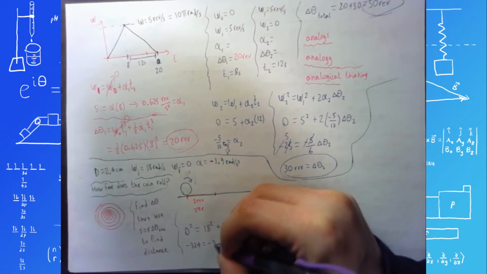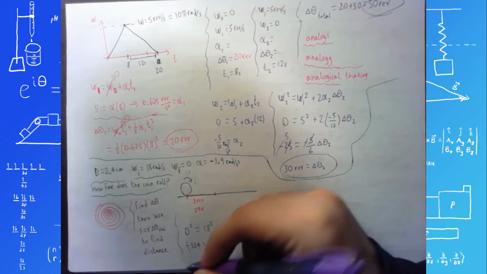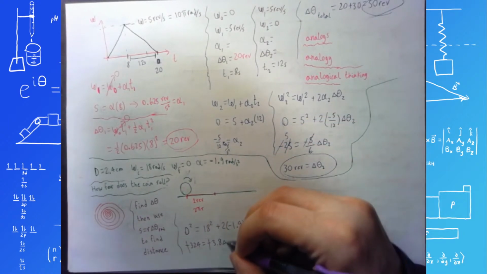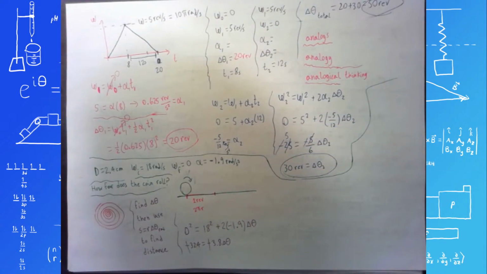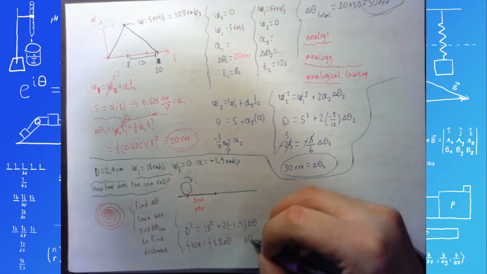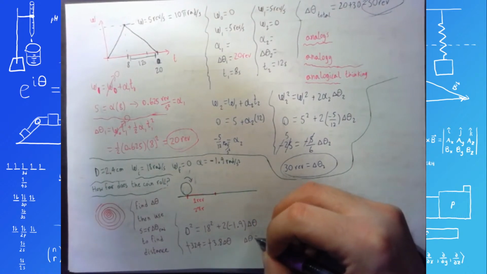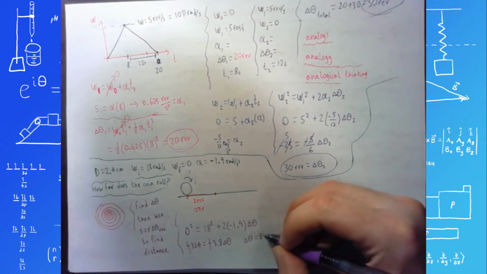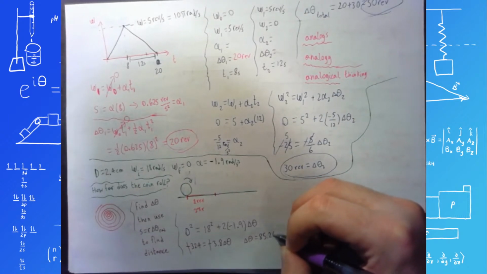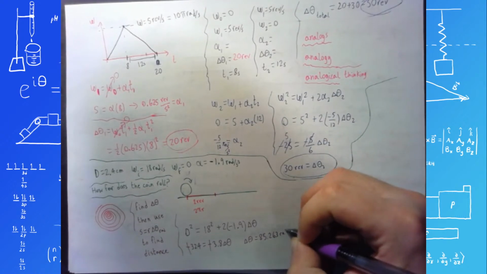Equals negative 3.8 delta theta. Cancel the negatives. And 324 over 3.8 is approximately 85.263. So delta theta is about 85.263 radians.